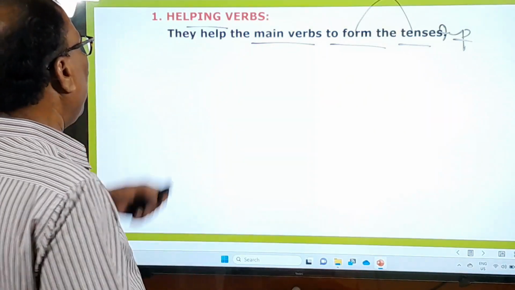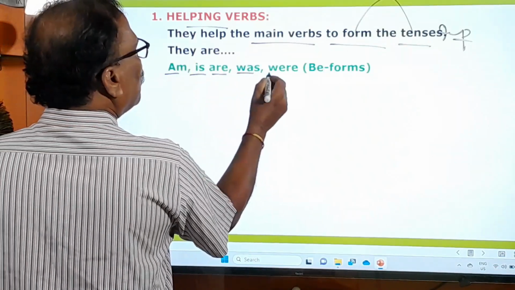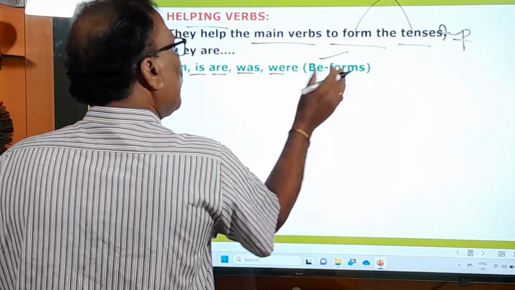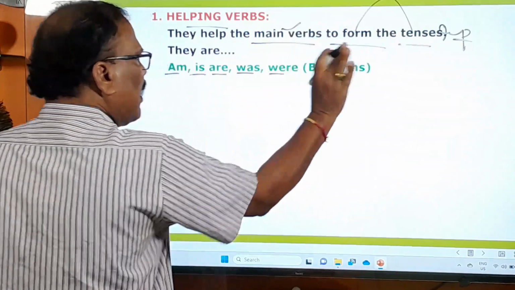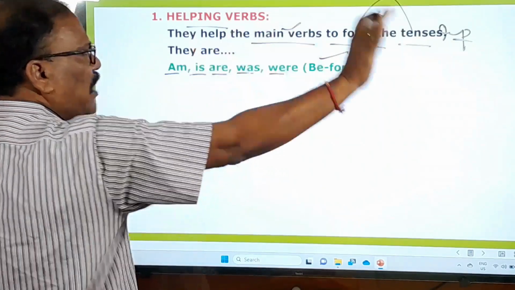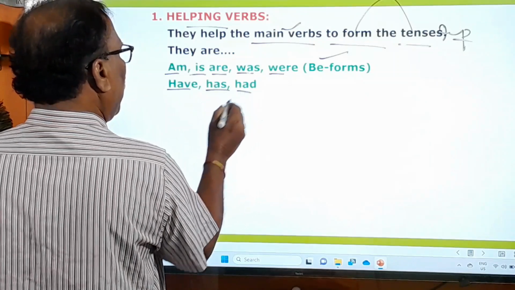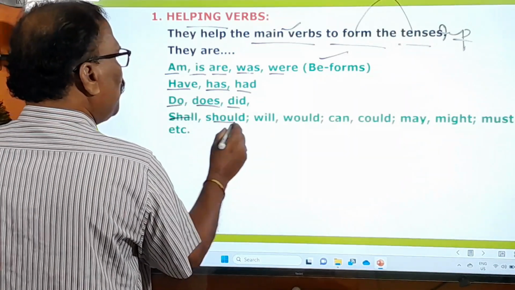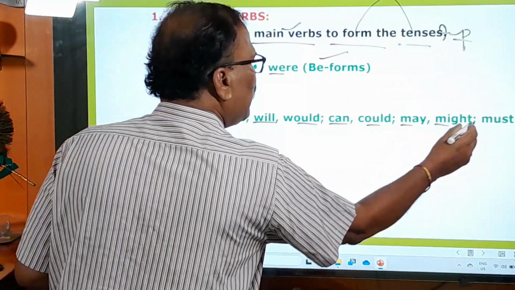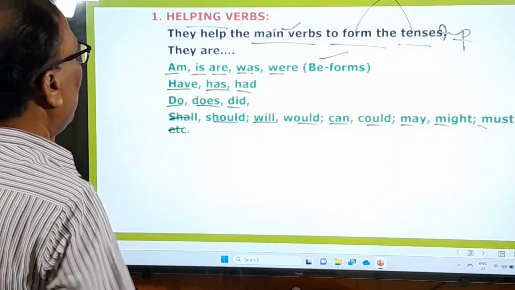Okay, and what are they? Let us see them here. Am, is, are, was, were. These are called be forms. All these are helping verbs, and they always help the main verbs to form the tenses. Without the help of them, no tense is formed generally. Okay, right. And here have, has, had. And then do, does, did. And shall, should, will, would, can, could, may, might, must. So these are all called helping verbs. Okay, keep these helping verbs in your mind.